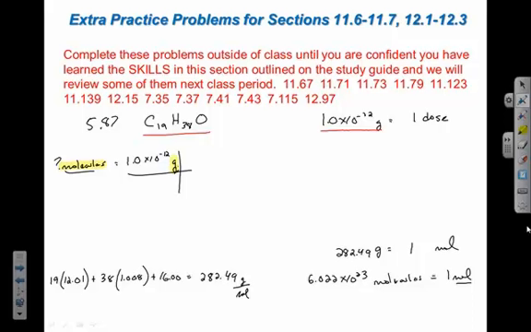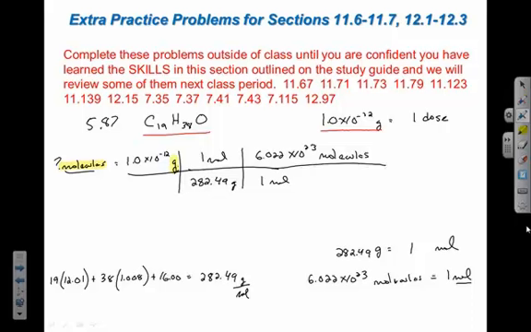So I want grams to cancel, so I'll do 282.49 grams equals 1 mole. Then I want to cancel the moles and get molecules, so I'll say 1 mole is equal to 6.022 times 10 to the 23rd molecules. So grams cancel, moles cancel. I've got the unit I wanted.